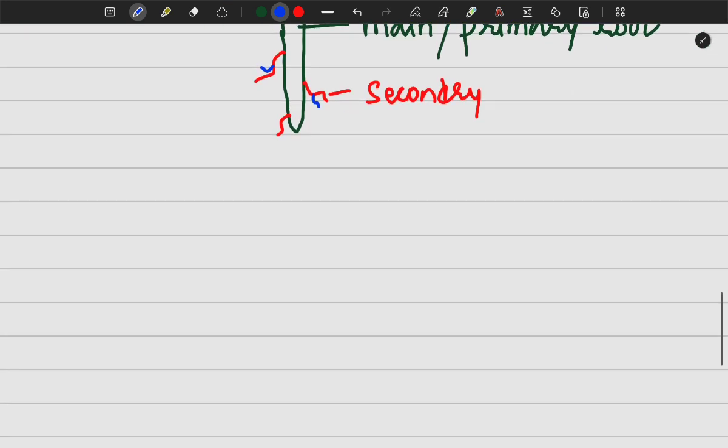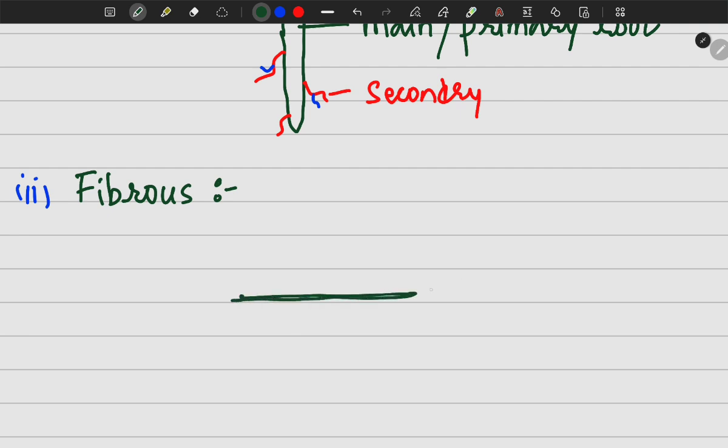Then the second type of root is the fibrous root. What happens in the fibrous root is that if this is the soil, this is the stem of the plant, then when the main root forms, it dies after some time. The main root dies. The main root is short-lived.